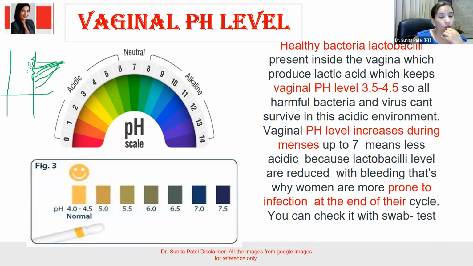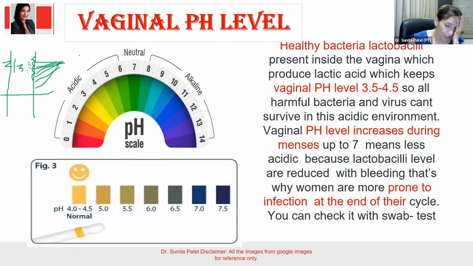So this is what we call the pH level. The vagina has its own pH level, and at that pH level good bacteria can survive and bad bacteria cannot. That pH level is present in the upper 2/3 part of the vagina, not the lower 2/3. The more upward, the more inside you go in the vagina, the healthier the bacteria and ecosystem are. What is this pH level actually?